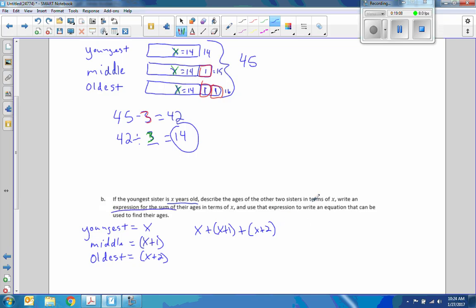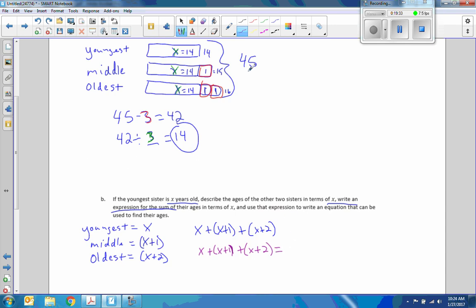So there I just wrote the expression in terms of x. Okay, but we're not done. Now it says use the expression to write an equation that can be used to find their ages. So now I'm going to take this same expression, x, x plus 1, x plus 2, and we just put parentheses around these to indicate the child, keeping them separate from everything else.